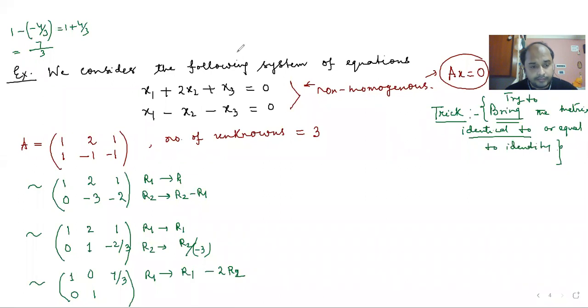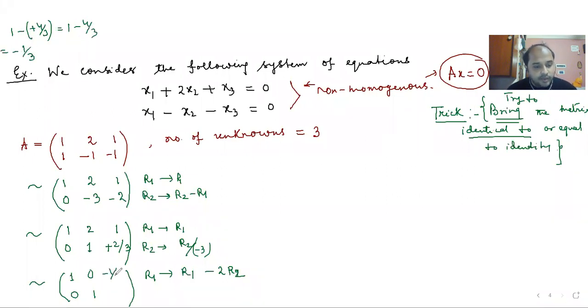Sir, when we are changing R2 to R2 by minus 3, the last element will become 2 by 3, right? Yes, 2 by 3 plus. My mistake, it's not minus 2 by 3 because we are dividing by minus 3. Okay, now I must correct it. Thank you, Dheeraj. So that would be 1 minus 4 by 3, which means minus 1 by 3.